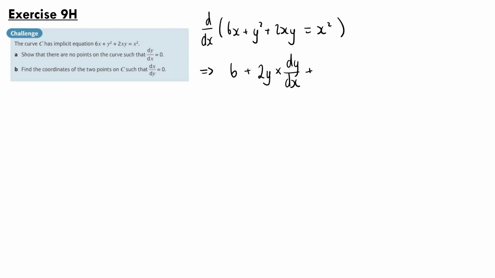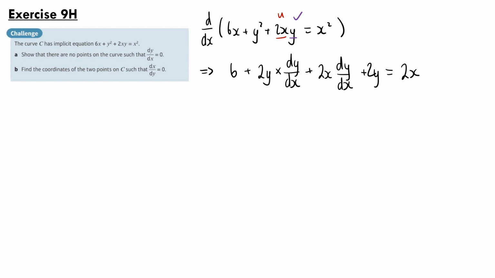And then we need to use the product rule for 2xy. So let's say 2x is the u, and y there is the v. So u first times the derivative of v, so dy by dx. Then v, which is y, times the derivative of u, which is just 2. And then on the right hand side we simply have 2x.